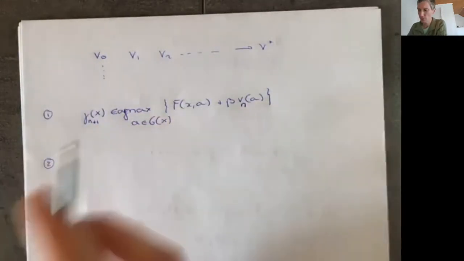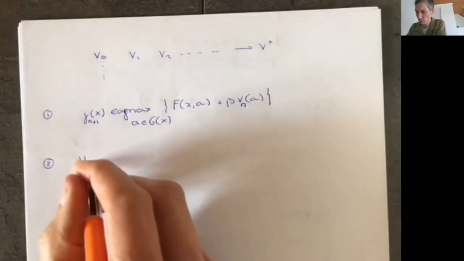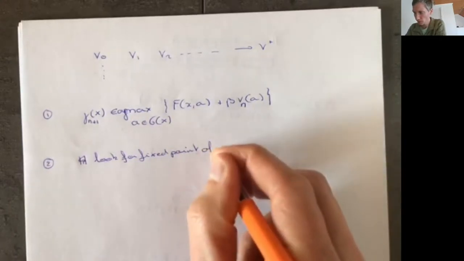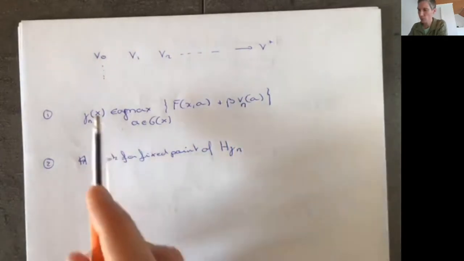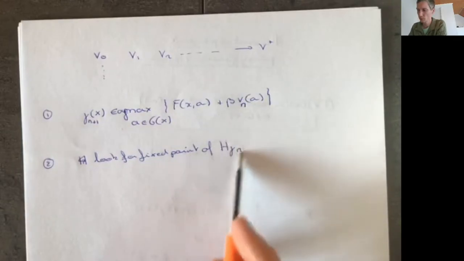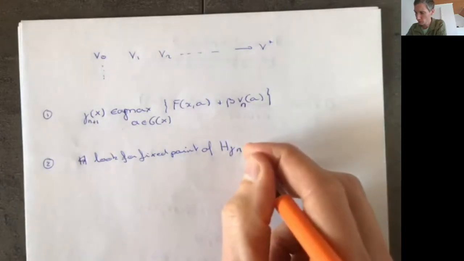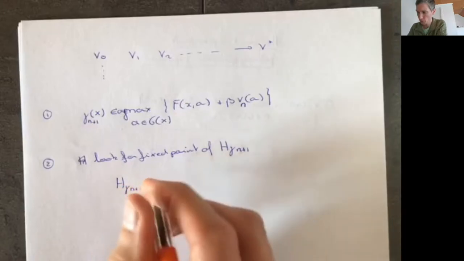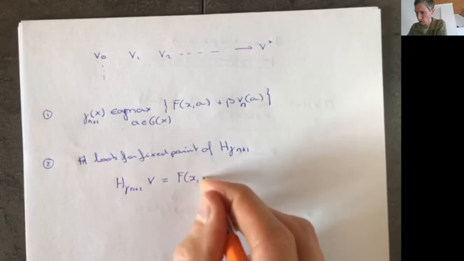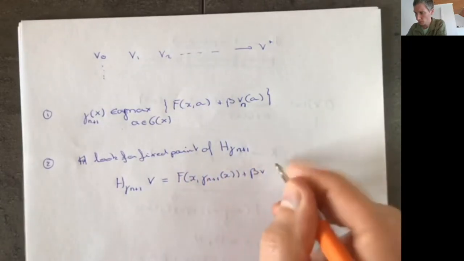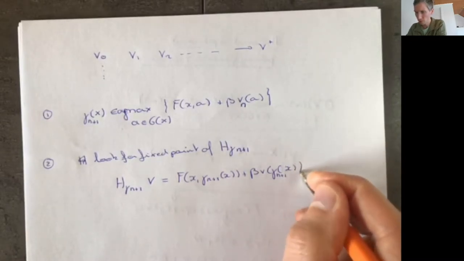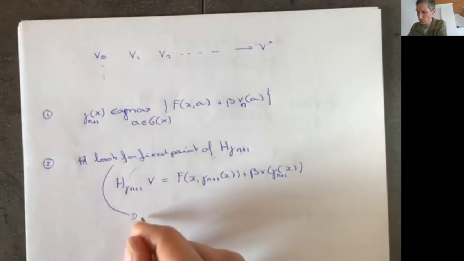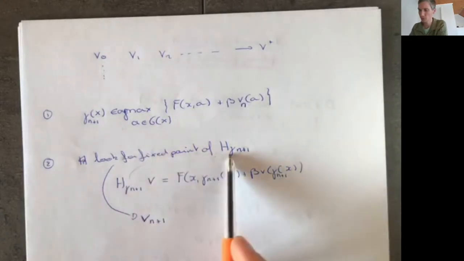So you save this policy function, and then you look for the fixed point of h gamma n plus 1. You use this policy function to compute a fixed point of this operator, which depends on the policy function. Sorry, it should be n plus 1. So you have gamma n plus 1, and you compute the fixed point of this Hilbert function, for some function v: f(x, gamma n plus 1 of x) plus beta v of gamma n plus 1 of x. There are a lot of indices and brackets here. You iterate this over and over until you get the fixed point, and call this function vn plus 1. This is the fixed point of this operator.